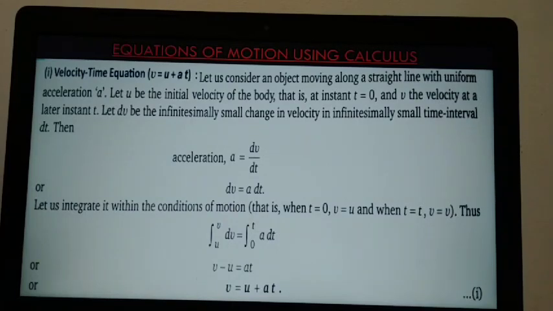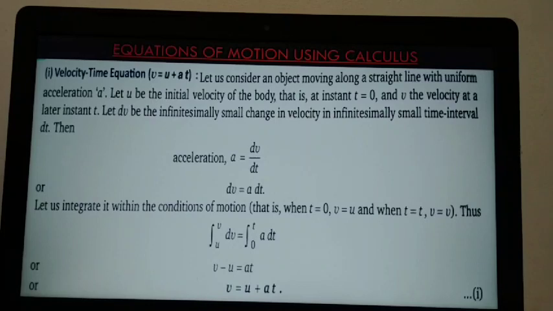So the first equation of motion, that is the velocity time equation. The situation we have already defined. An object is moving along a straight line with uniform acceleration a. Uniform acceleration a means its velocity changes equally in equal intervals of time. Let u be the initial velocity when you start the observation, that is when t equals 0. At that moment, the velocity is u. And at a later instant t, the velocity be v.